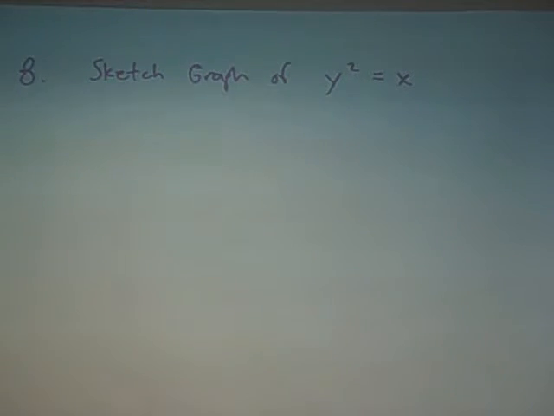Number 8, sketch the graph of y squared is equal to x. Again, we could just plug in some points here, or look at this in a few ways. In this one, since it's y squared is equal to x, maybe what you'd want to do is go backwards. Instead of plugging in points for x, maybe you'd want to plug in some points for y.